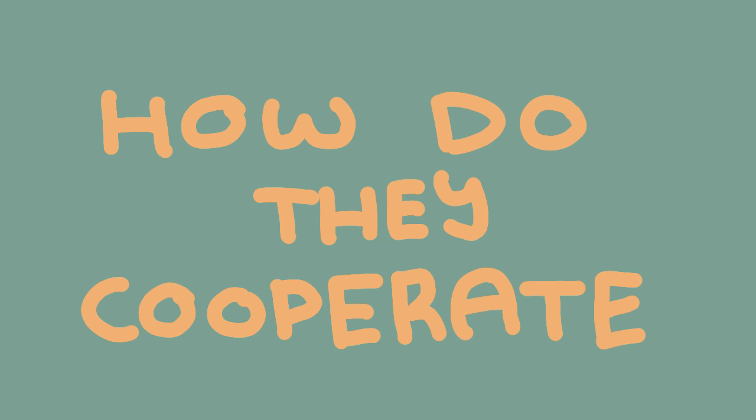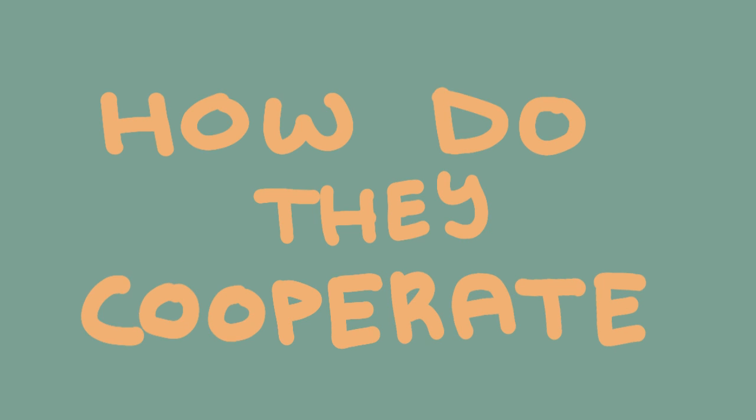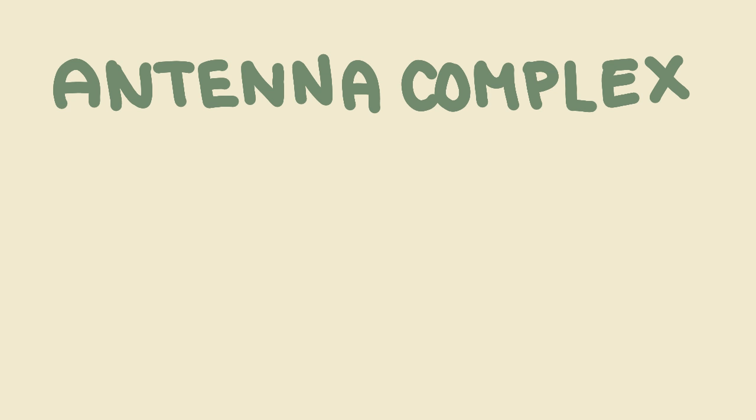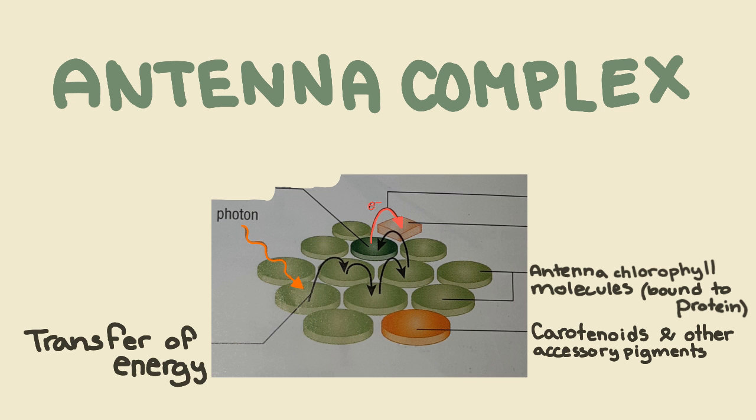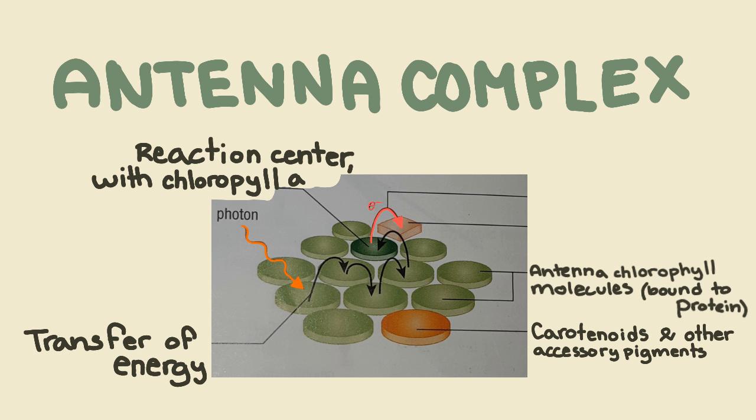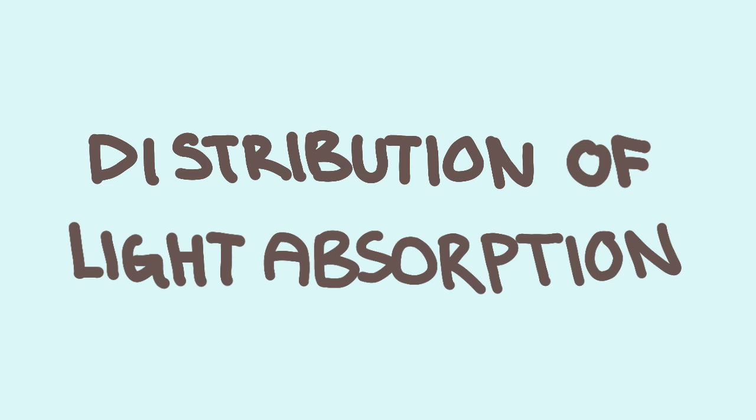So finally, knowing all of this, how do chlorophyll and carotenoids cooperate? There are two different types of cooperation. 1. The antenna complex. After their light absorption, chlorophyll B and carotenoids transfer their excited energy to chlorophyll A molecules. Chlorophyll A then becomes oxidized and donates its energized excited electrons to a primary electron acceptor located in the reaction center. 2. Distribution of light absorption.